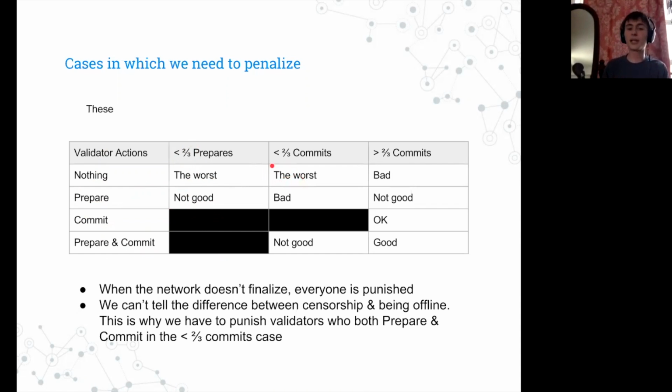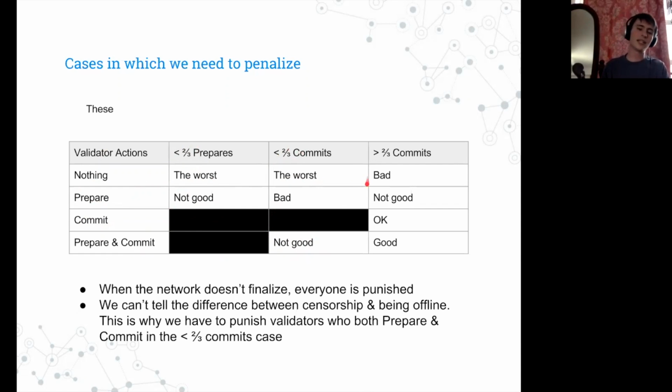Here, if you're doing nothing and it's less than 2/3 commits, it's still really, really bad. Preparing doesn't help. We're still not finalized. But the interesting thing is that even preparing and committing is still not good, because we're still not finalized. And so it means that the users are suffering. When the users are suffering, the validators are doing a bad job.